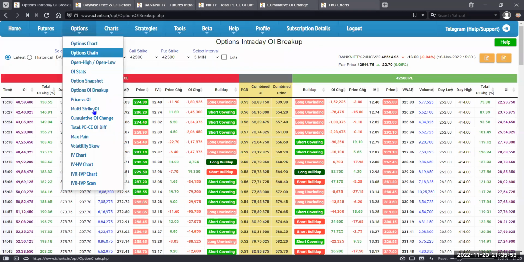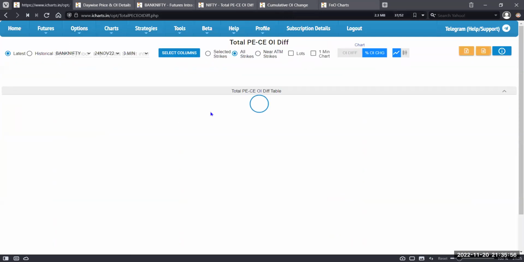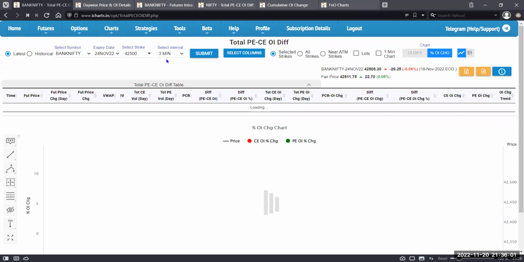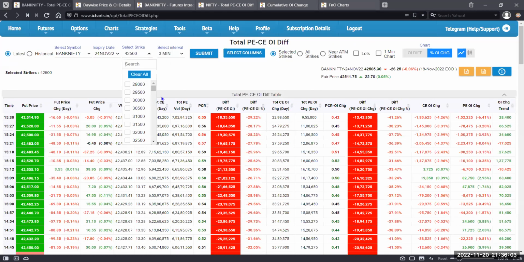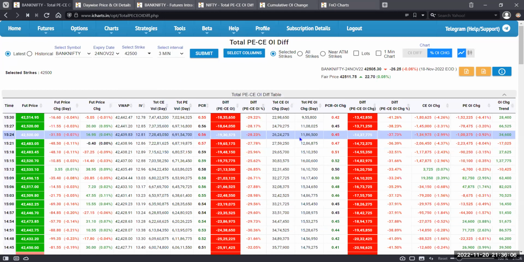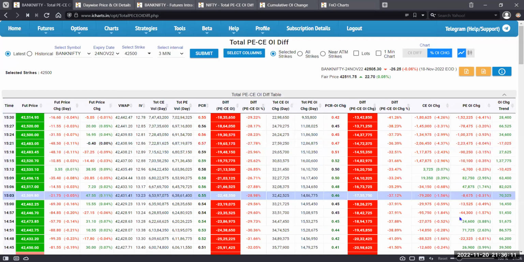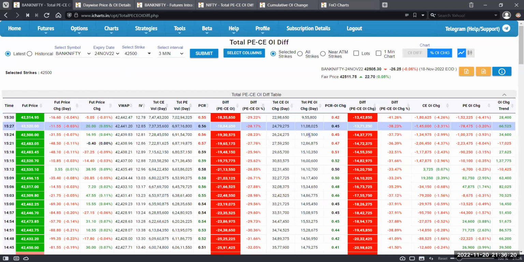The other way is to go to total PECOI, where you can select a set of scripts. You can select strikes and then select a few scripts here, and then you will know overall, on the call side and put side, if the OI is going out. So these are the two ways. If you have single strikes, you can go for OI breakup. If you have a set of strikes, either near ATM strikes or selected strikes, then you can go for total PECOI.